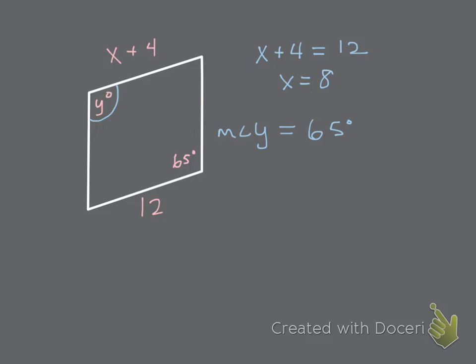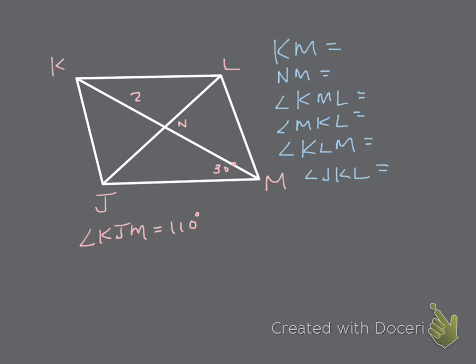Okay, so let's find out more. You probably want more in depth than that, more work than that. So let's look at this example here. On this example, we want to find KM, the length of KM, the length of NM, angle measures KML, MKL, and angle measures KLM and JKL. We're given some information, which you see on the diagram there.